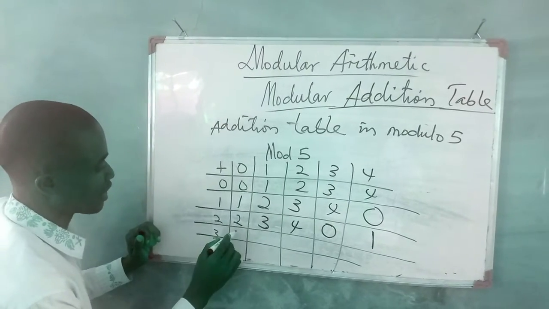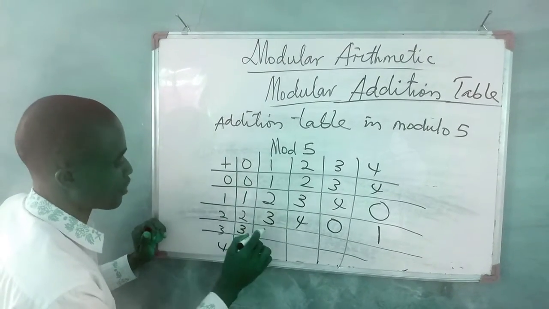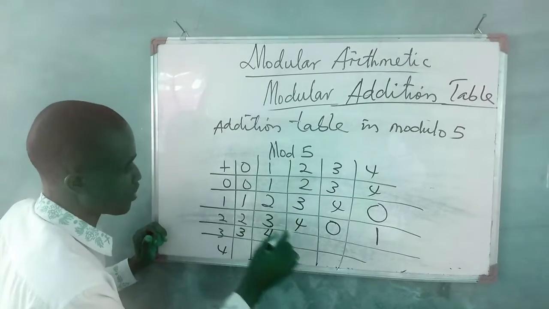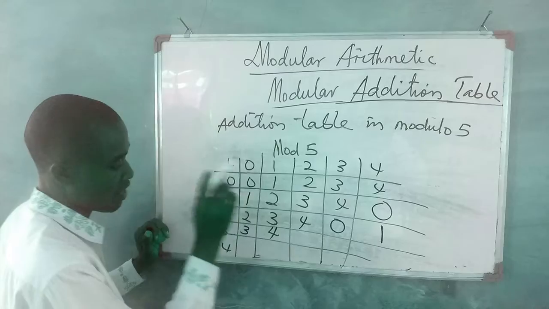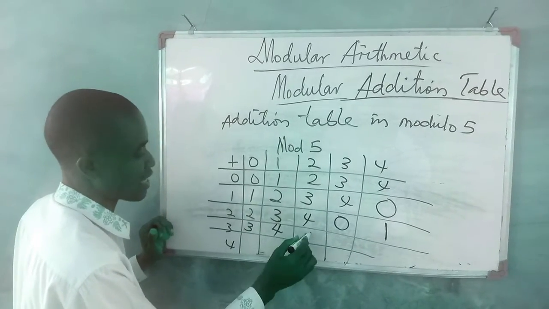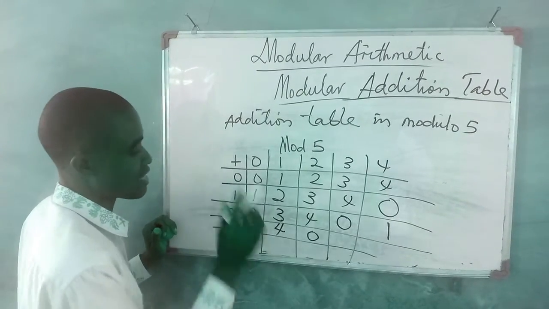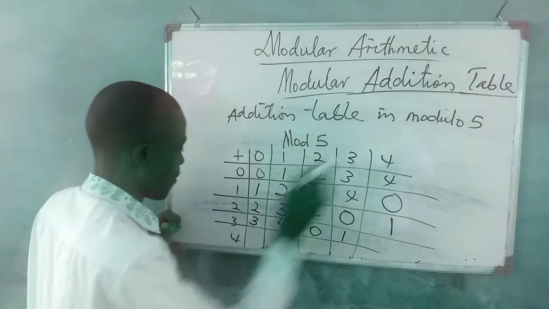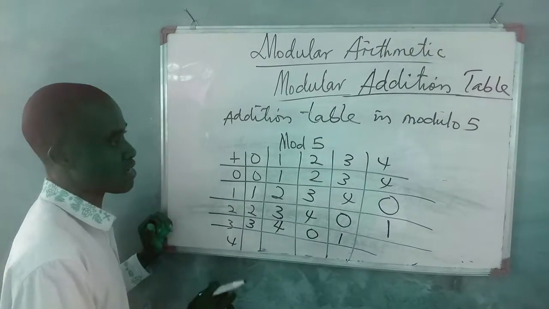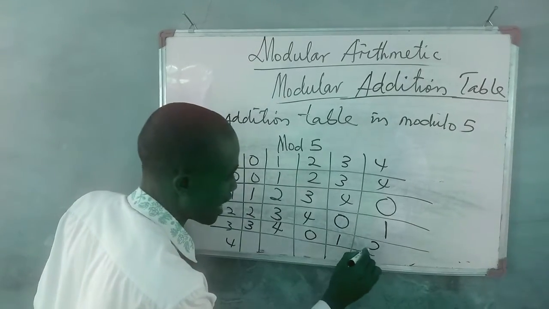0 plus 3 giving us 3. 1 plus 3 giving us 4. 2 plus 3 giving us 5. You have no right to keep that 5. If you keep that 5, that will be very, very wrong. And then that gives us 0. 3 plus 3, 6. 5 into 6, 1 time remainder 1. 4 plus 3, 7. 5 into 7, 1 time remainder 2.